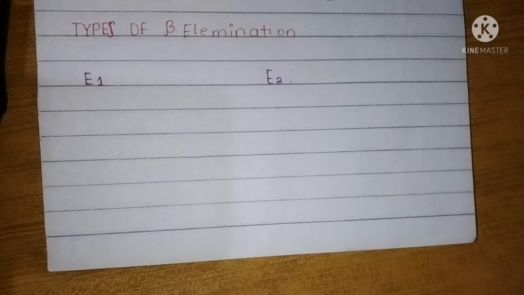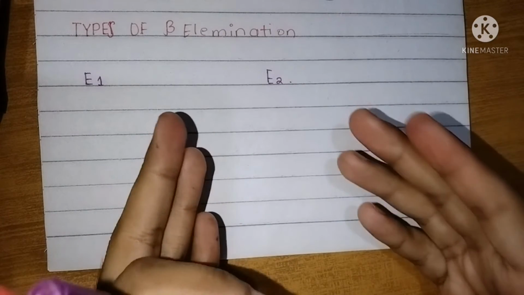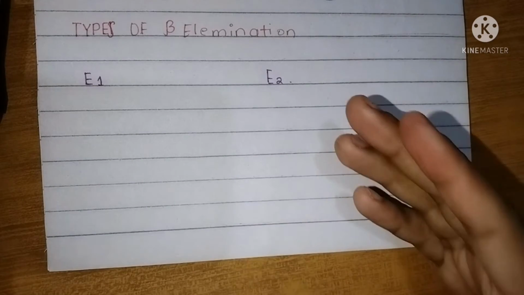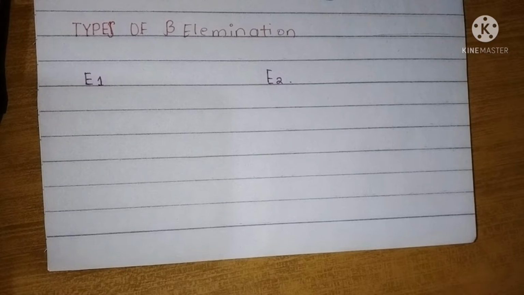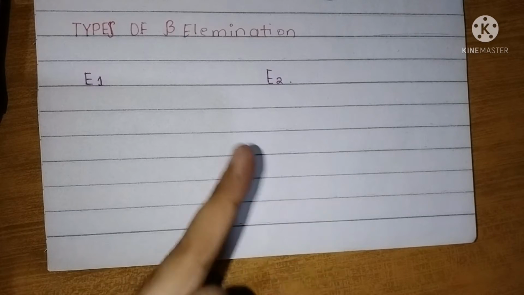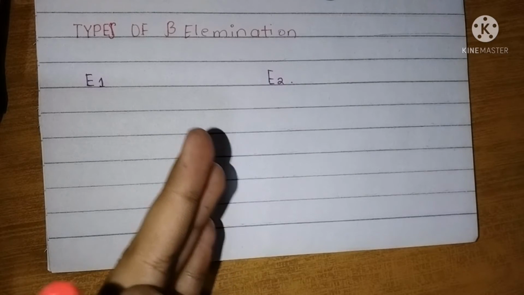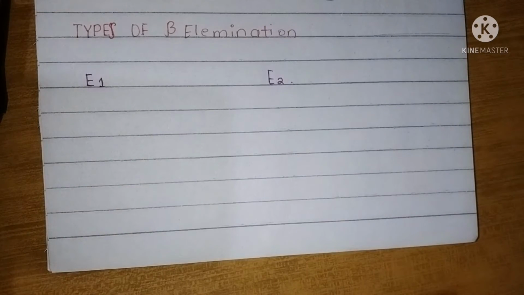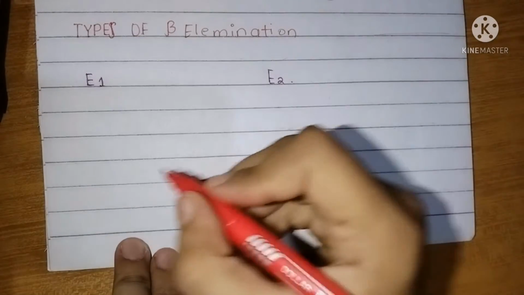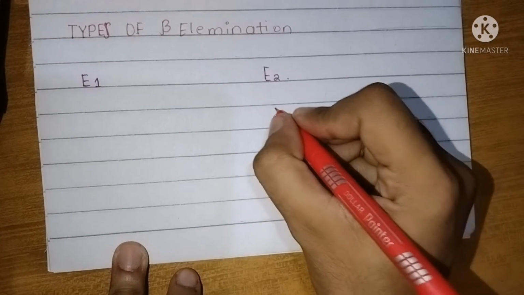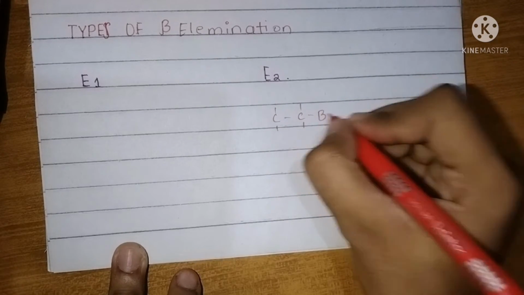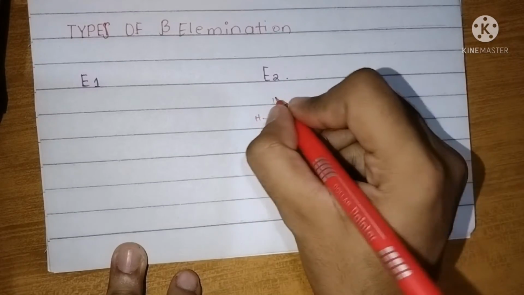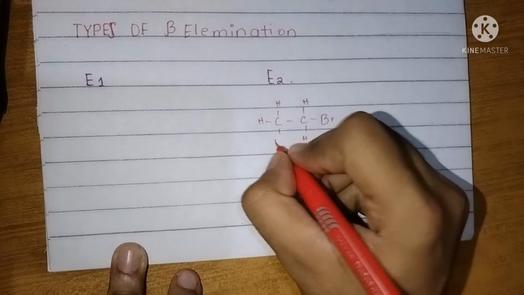Now we're going to talk about types of beta elimination reactions. So we have two types of beta elimination reactions, E1 and E2. In the E2 mechanism, the nucleophile attacks the hydrogen and the leaving group leaves at the same time with the formation of a carbon-carbon double bond, as we talked about earlier. So we have here carbon, carbon, and all these bonds are of hydrogen.